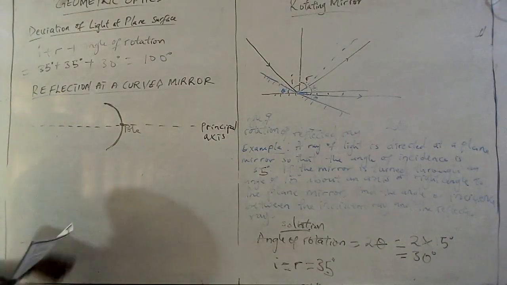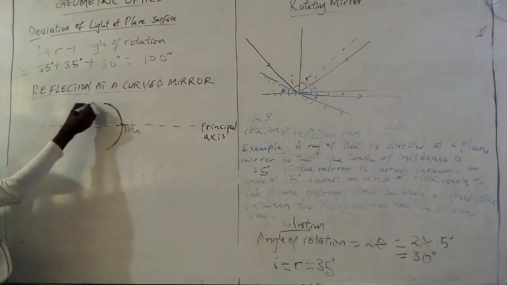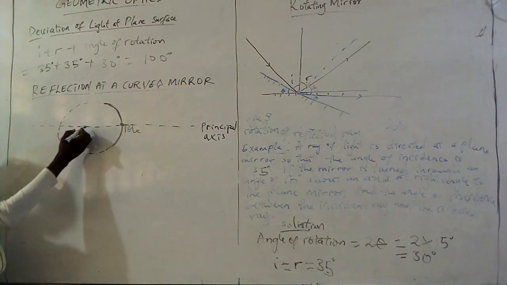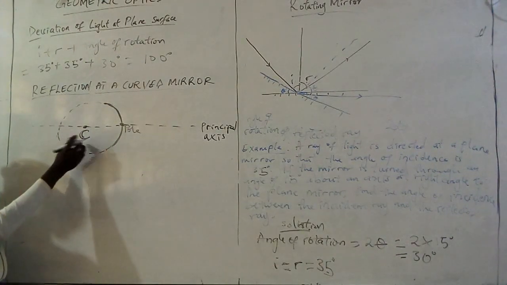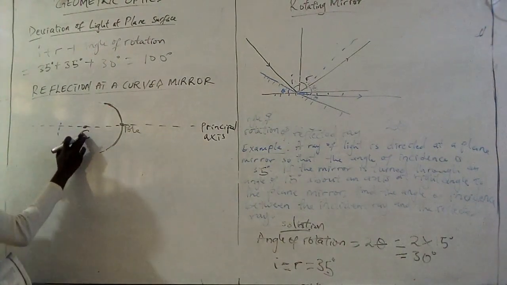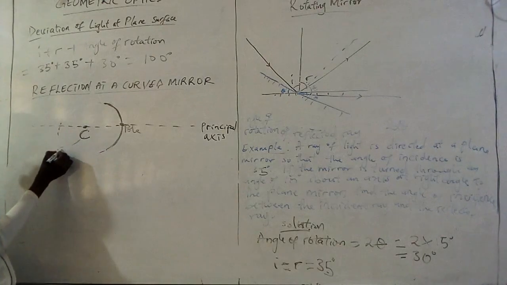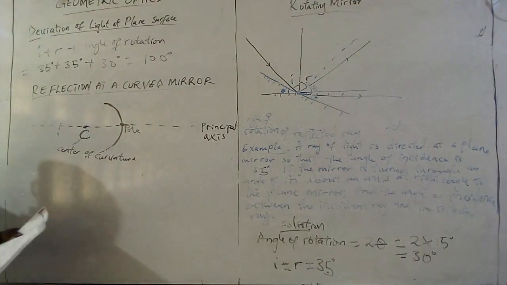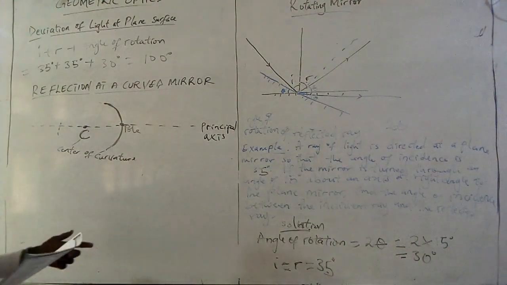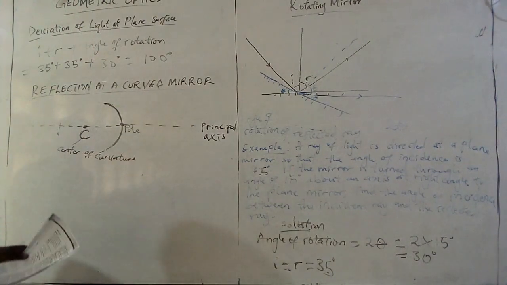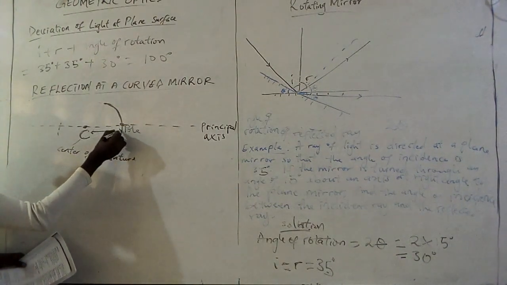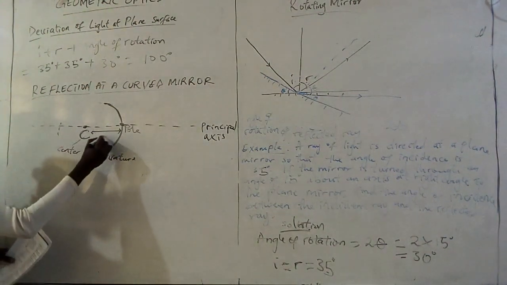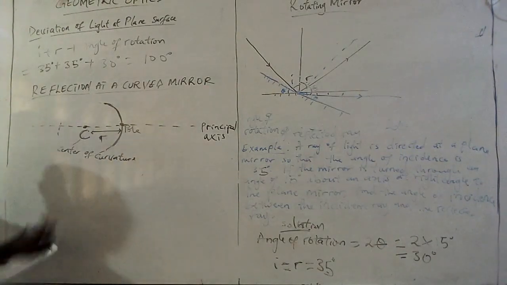Then we have the center of curvature. Remember when I drew this, we said it is part of a sphere. So the center of that sphere is called the center of curvature. C is used to notate it. Then we have the radius of curvature. The radius of curvature is the distance between the pole and the center of curvature, and is given by R. So this is the radius of curvature.